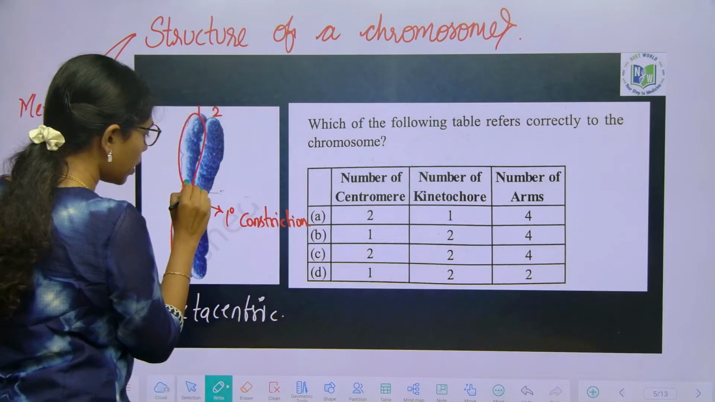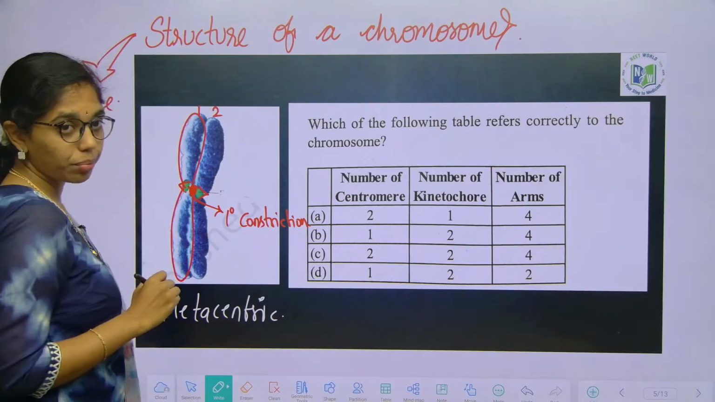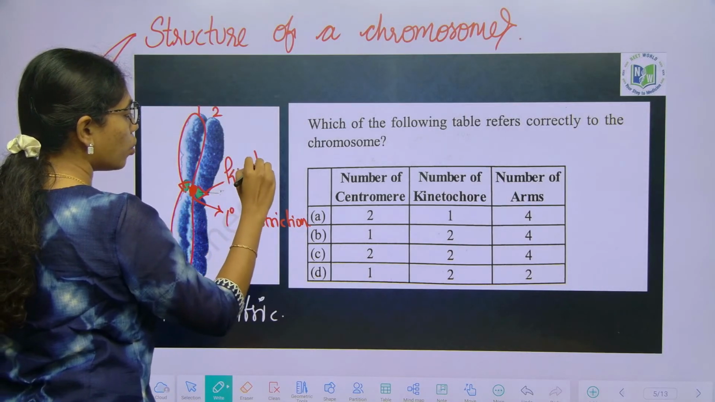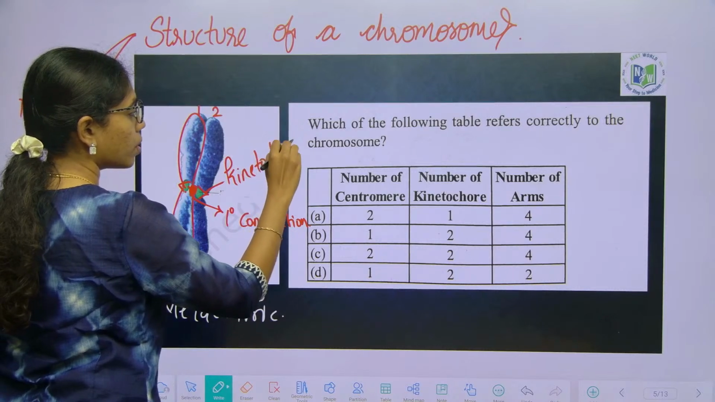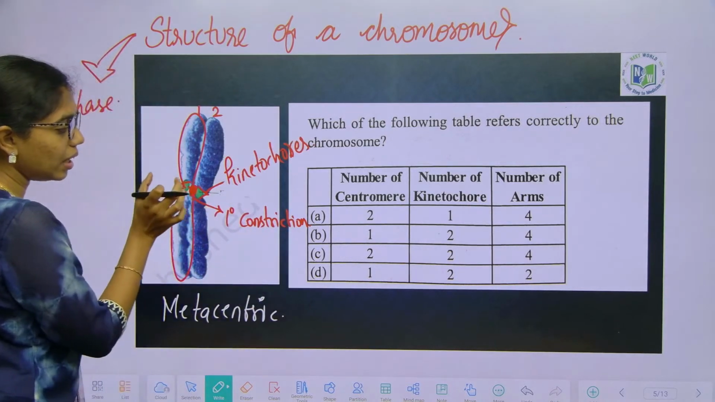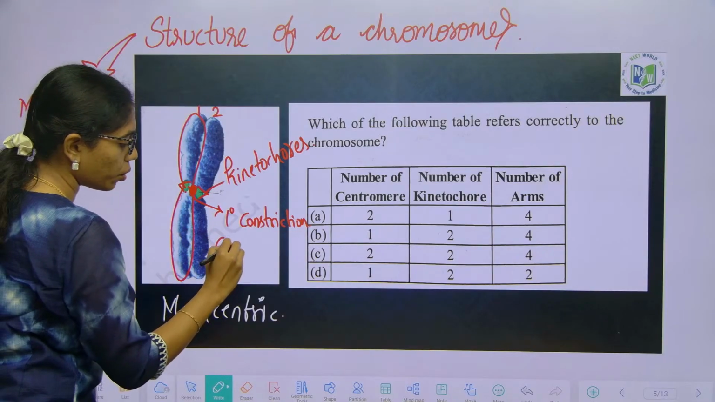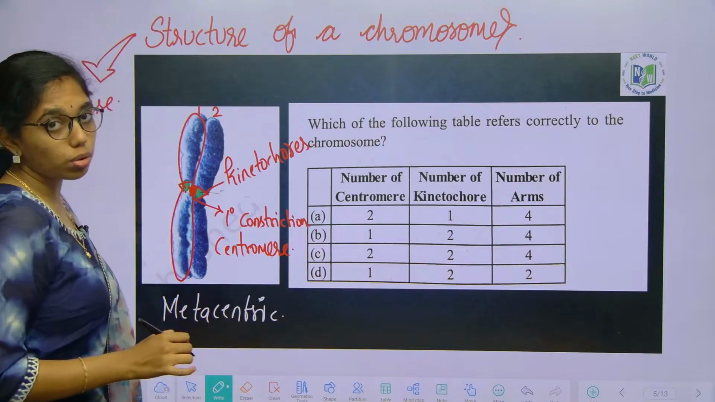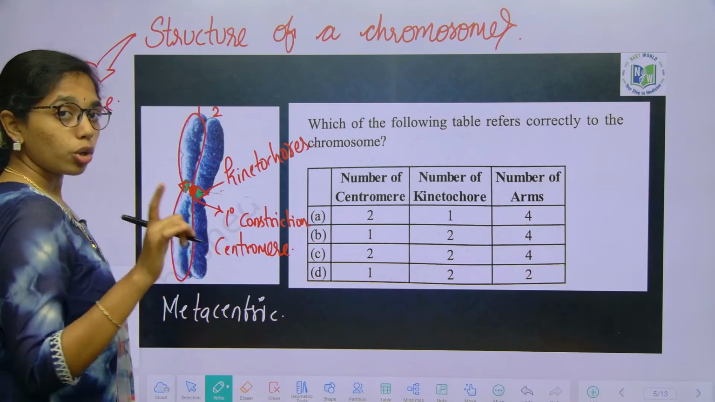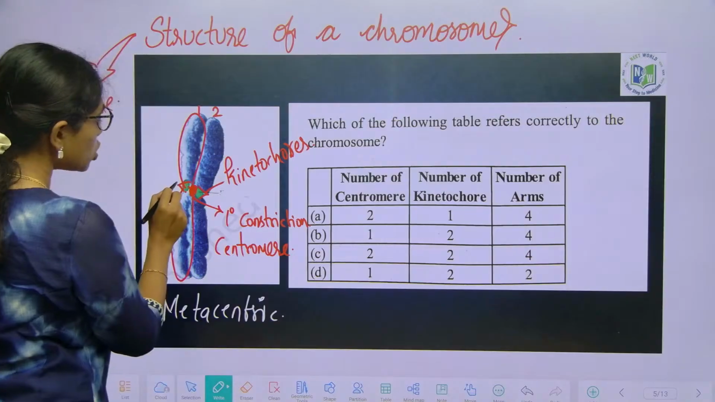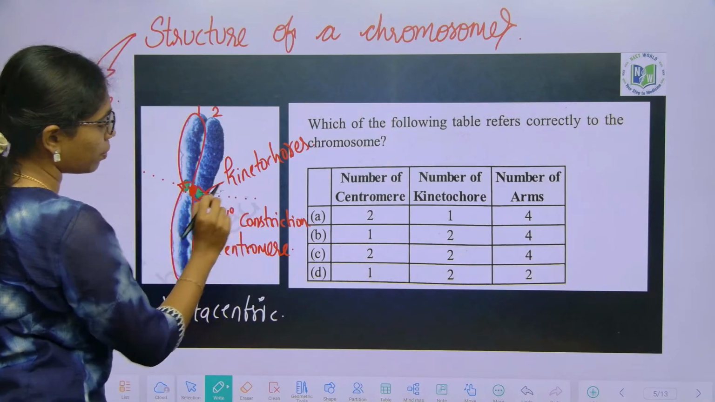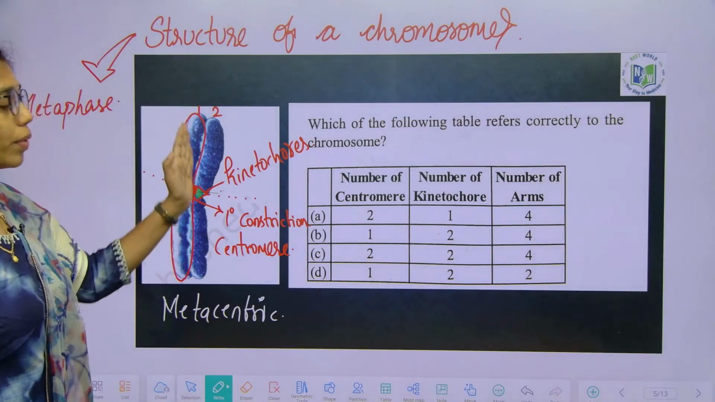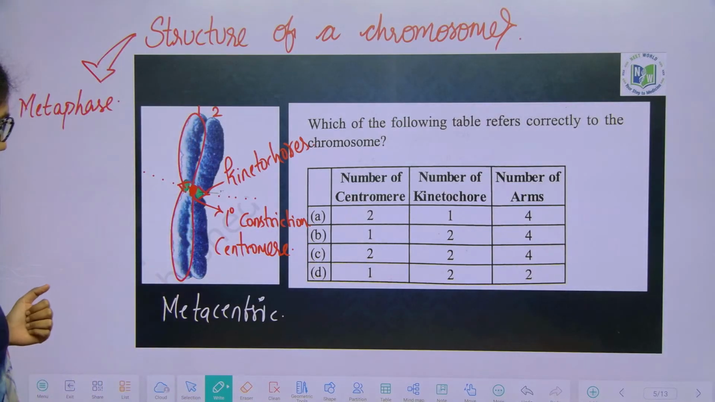Adjoined to this primary constriction, there are 2 disc-shaped structures. These disc-shaped structures are known as kinetochores. So, a single primary constriction, that is the centromere, will have how many kinetochores? 2 kinetochores adjoined to this. To these kinetochores only, the spindle apparatus or spindle fibers are bound, and that will help in the movement of chromatids during anaphase, right.